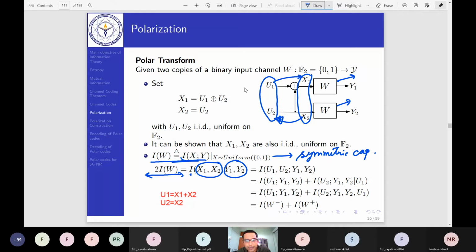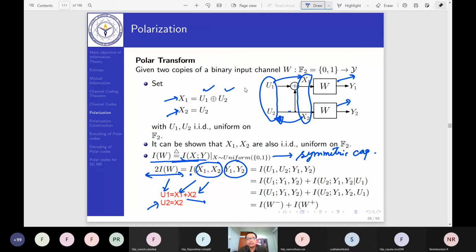That means what I'm trying to say, if you know U1 and U2, you can uniquely determine X1 and X2, and the reverse also is true. If you know X1 and X2, then you can recover U1 and U2 uniquely, because this is modulo 2 summation. X2 is nothing but U2, so U2 is transmitted as it is as X2. However, U1 is modulo 2 summed with U2 to obtain X1, and then X1 is transmitted.